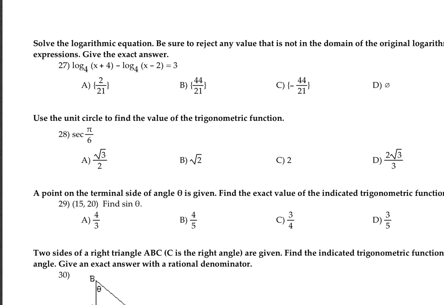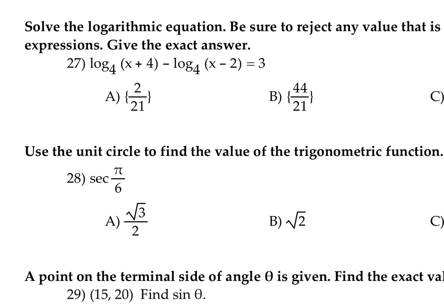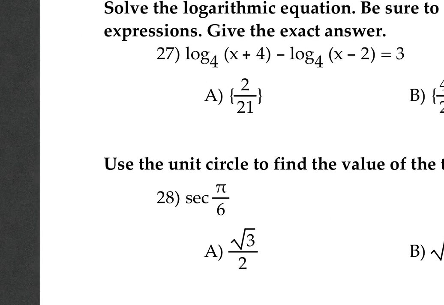It says solve, and then be sure to reject. So these are the ones we have to check again. Because it's 2 logs on one side, I'm going to condense it down. So it's log base 4. Because it's subtraction, it would be division. X plus 4 over x minus 2 would equal 3. And then the 4 comes over and picks up the 3. 4 to the third equals x plus 4 over x minus 2. 64 equals x plus 4 over x minus 2.